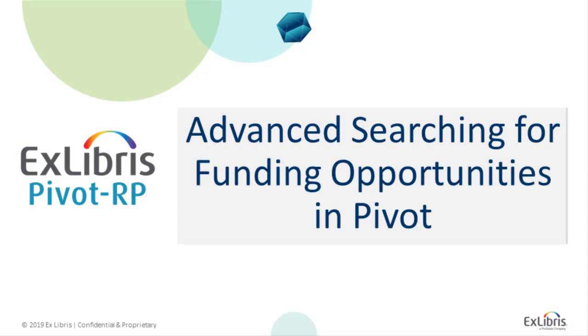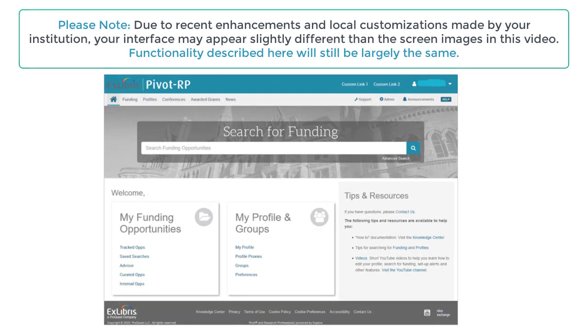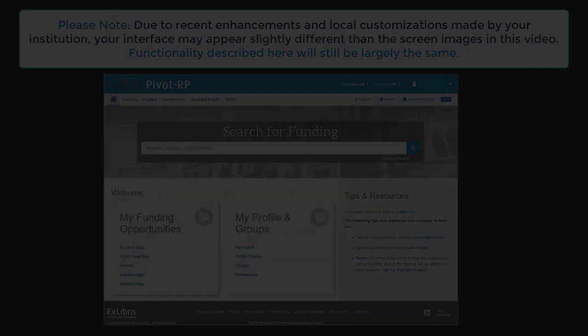This video explains how to use Advanced Search to find funding opportunities in Pivot. Please note, due to recent enhancements and local customizations made by your institution, your interface may appear slightly different than the screen images in this video. Functionality described here will still be largely the same.